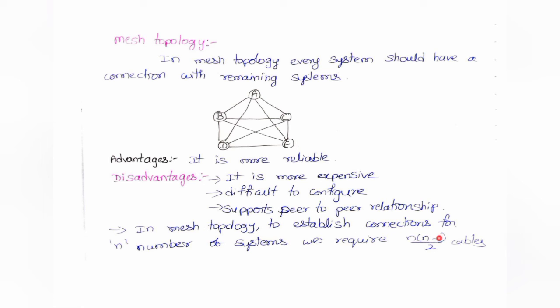In mesh topology, to establish connections for n number of systems, we require n into n minus 1 by 2 cables. Here we are having 5 systems, so to establish communication between these 5 systems, 5 into 5 minus 1 by 2, that is 5 into 4 by 2, 20 by 2 is 10. So we require 10 cables. This is about the different types of topologies.